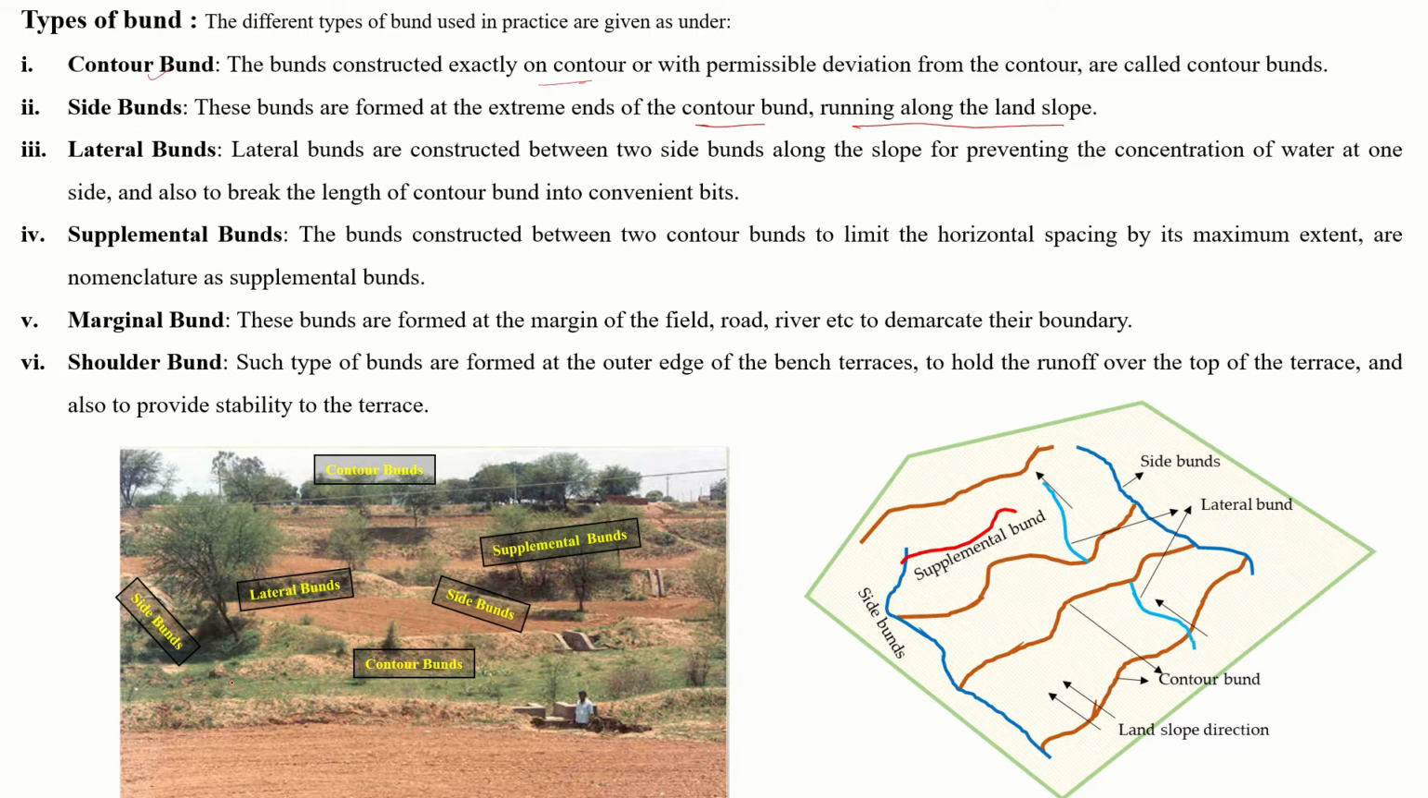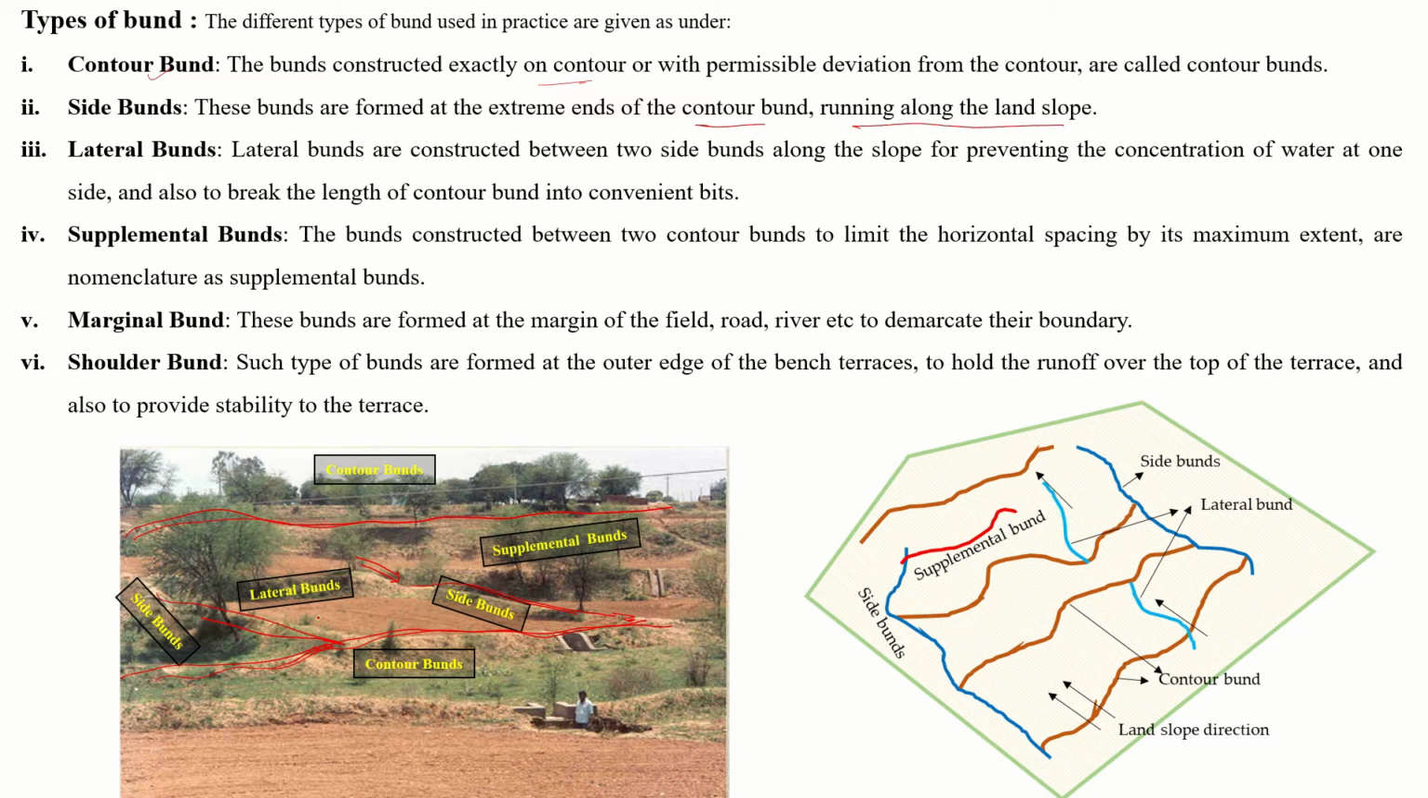Let us see the picture here. Let us suppose I am assuming this is a contour bund, having equal elevation, constructed across your slope. And this is another contour bund here, another contour bund here. Now, the bunds which are constructed along the slope, this small bund, this another bund, act as side bunds. These are at the extreme ends of this particular field, and these bunds meet the contour bunds.